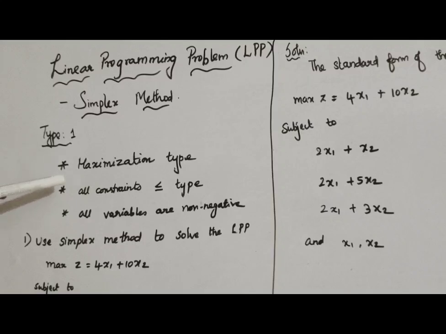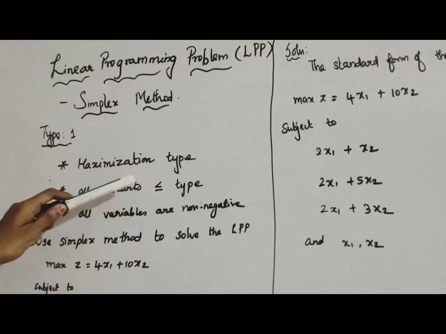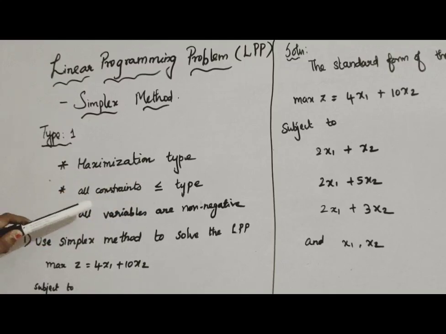Here you have to note three points. First, the objective function is of maximization type. Second, all the given constraints are of less than or equal to type. Third, all variables are non-negative. That means all variables are positive.